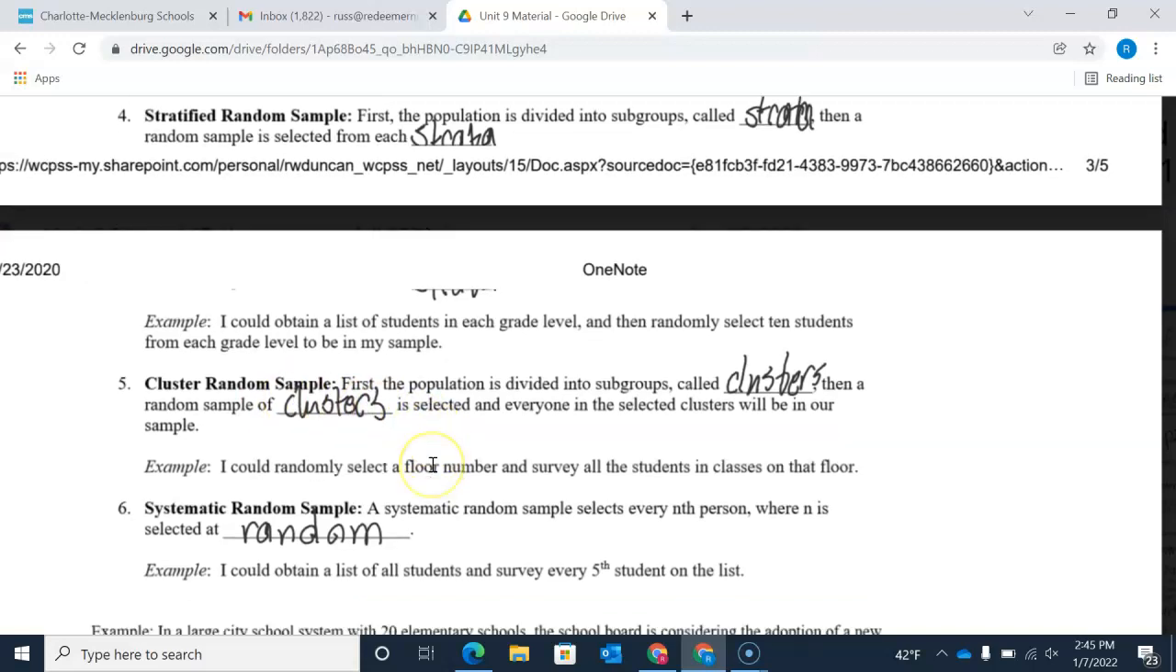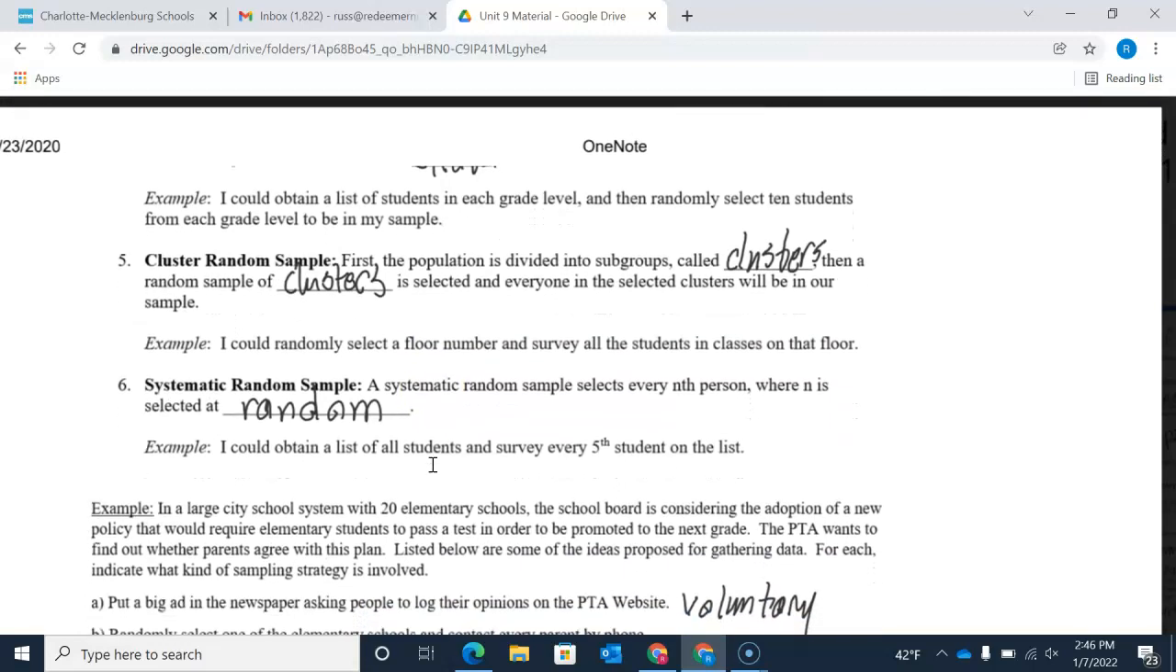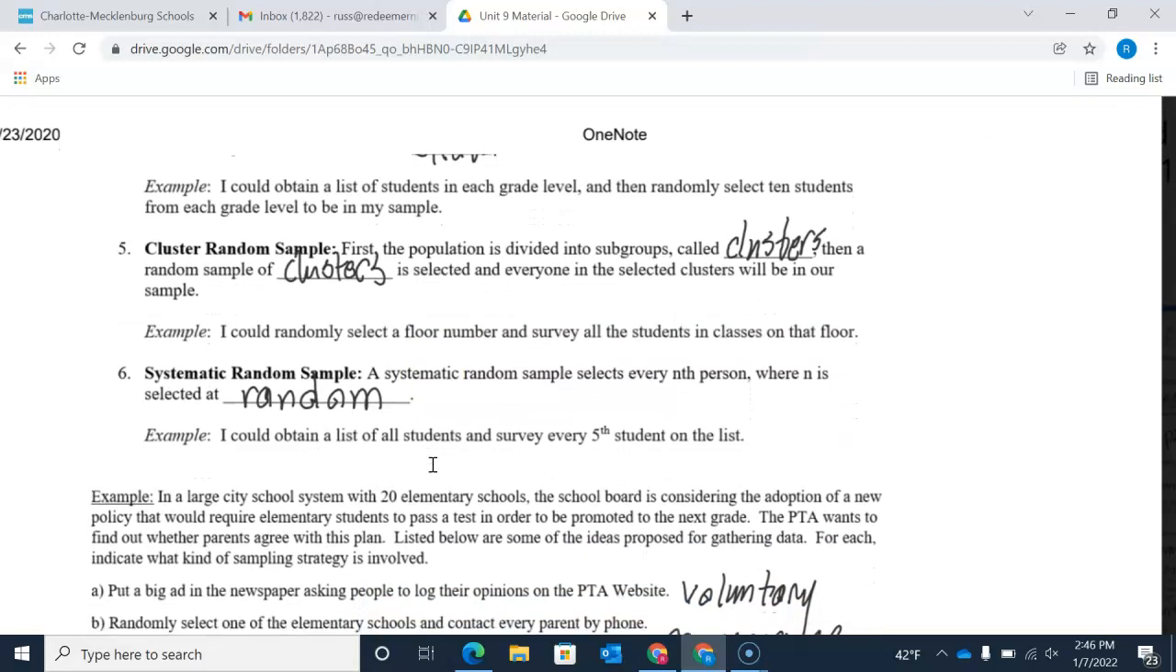Okay? And then systematic random sample is where, like here it says, you have a list of students, you do every 5th student. So there's some sort of every 4th person, every 2nd person, whatever, every 25th person. All right?